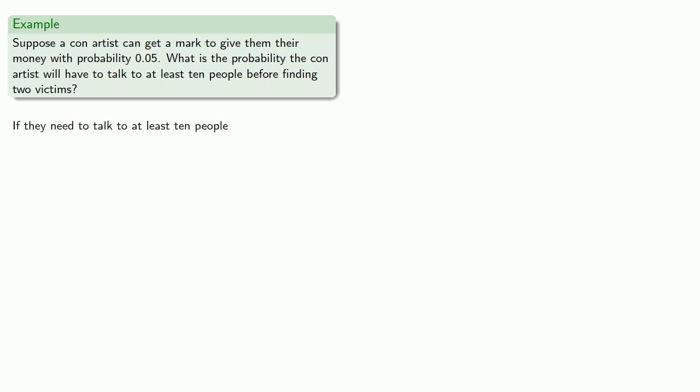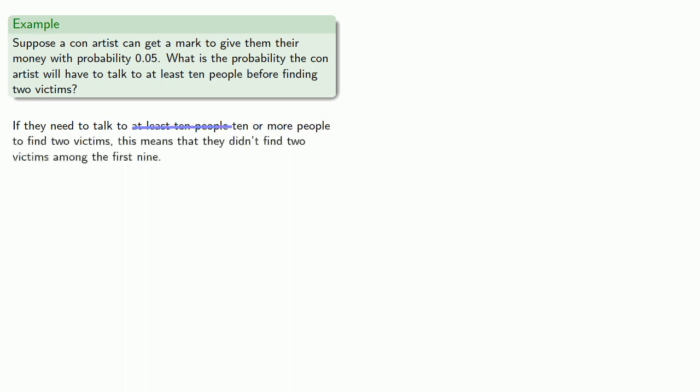For example, suppose a con artist can con a mark to give them their money with probability 0.05. What is the probability the con artist will have to talk to at least 10 people before finding 2 victims? So again, if the keys are in the last place they look, if they need to talk to at least 10 people, well, let's rewrite that, 10 or more people to find 2 victims.